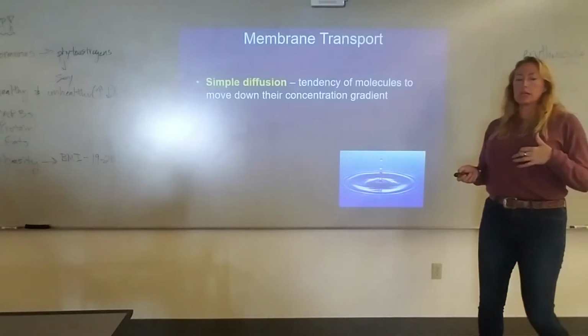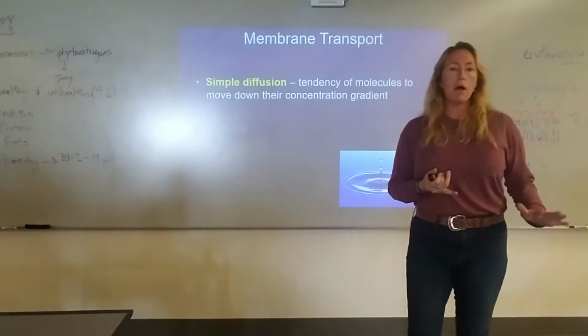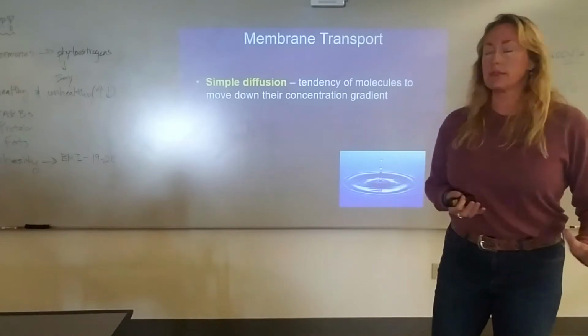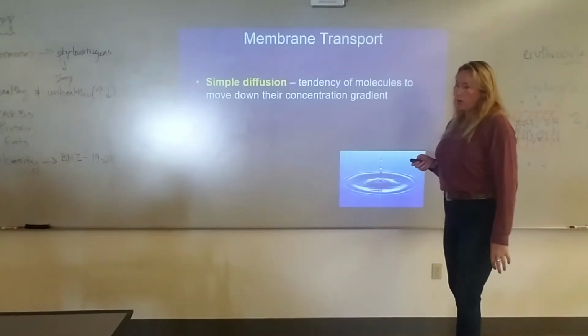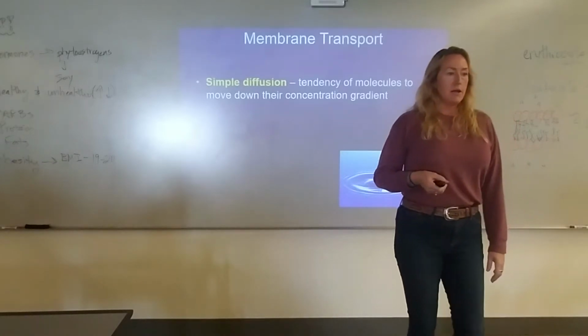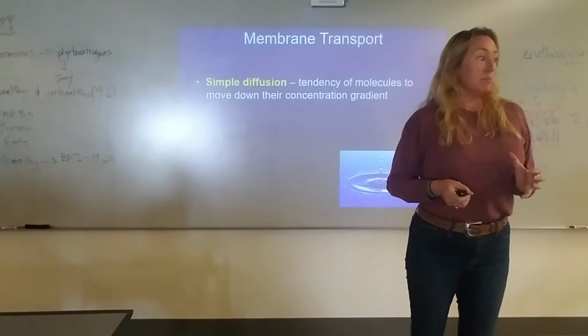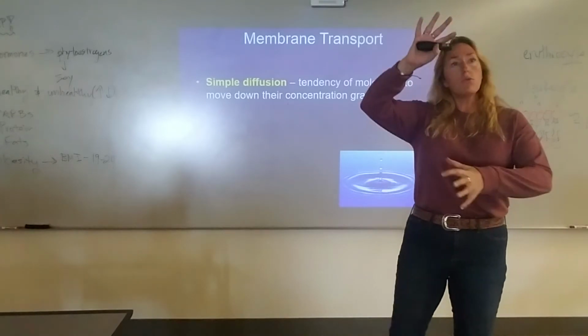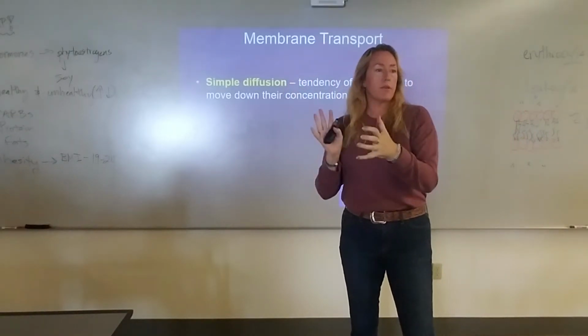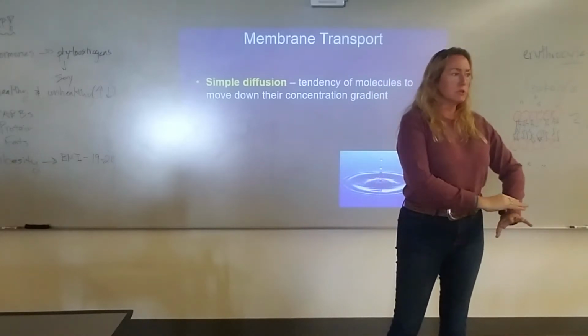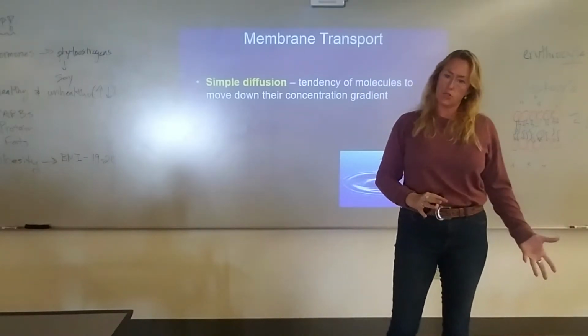Okay, so some membrane transport. These are some concepts that come in handy when we talk about hormones and transport and ions and things throughout the body. Simple diffusion is the tendency of molecules to move down their concentration gradient. Down their concentration gradient means where they're concentrated or where they're most high in abundance, they go from that area to where there's less of those molecules. They're lowest in abundance or concentration, right?